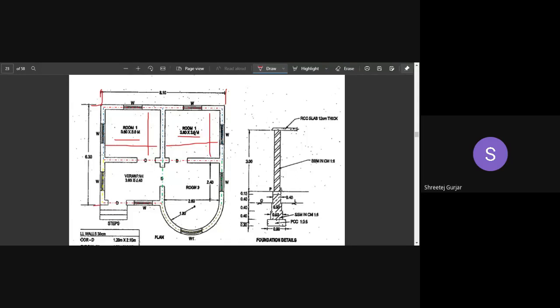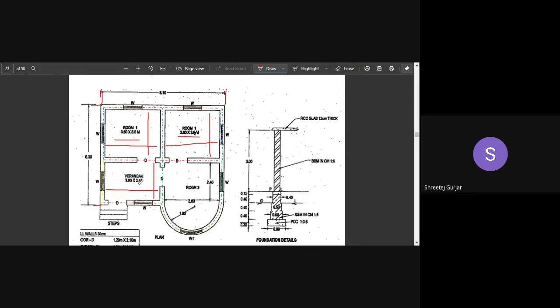Coming to our veranda, this is 3.6, and this is 2.4. Then this room, if you look, is 2.4 up to this point. And then this radius they have given is 1.8, the radius from here up to here. The width of this room, or the length of this room, is 3.6. This is 3.6, and this is 2.4.